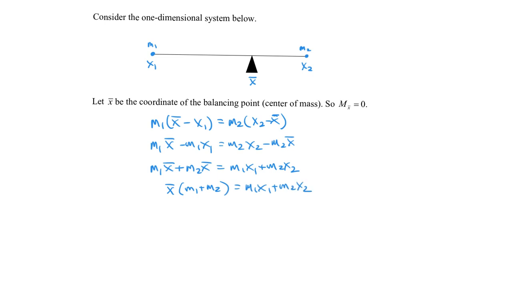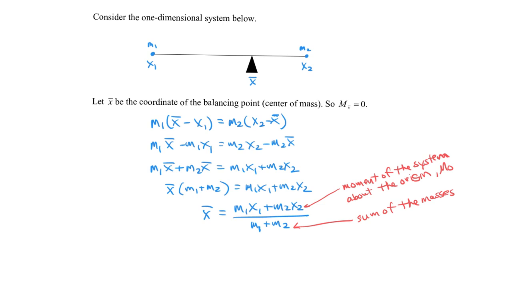Then, of course, if we want to get x bar by itself, I'm going to divide both sides by this. We'll get x bar equals m1 x1 plus m2 x2 divided by m1 plus m2, so the sum of the masses. So this is the formula for x bar, and look at this up here. This is just the moment of the system about the origin, and this is the sum of the masses. Okay, so that gives us the formula for x bar.